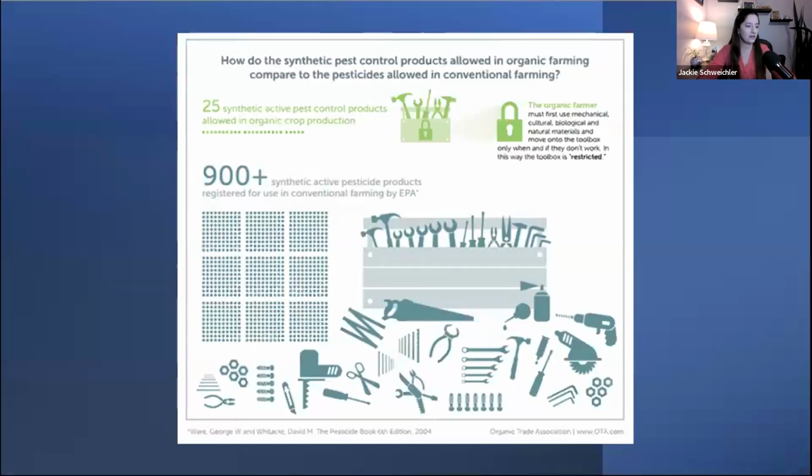Since most of us aren't going to actually go to the national list, for those of us who are just here for academic purposes, I threw in this graphic because I love this visual perspective. There are over 900 synthetic active pesticide products that can be used in conventional farming, and those are represented by those blue dots on this graphic. Meanwhile, there are only 25 synthetic products that are allowed in organic crop production. And that's that green line at the top left there. And those 25 products are restricted and can only be used if mechanical, biological, and natural methods have been tried first. So they are very limited in what they're allowed to use.